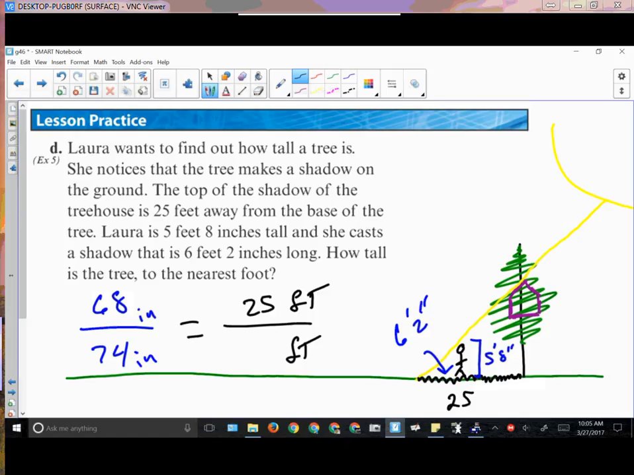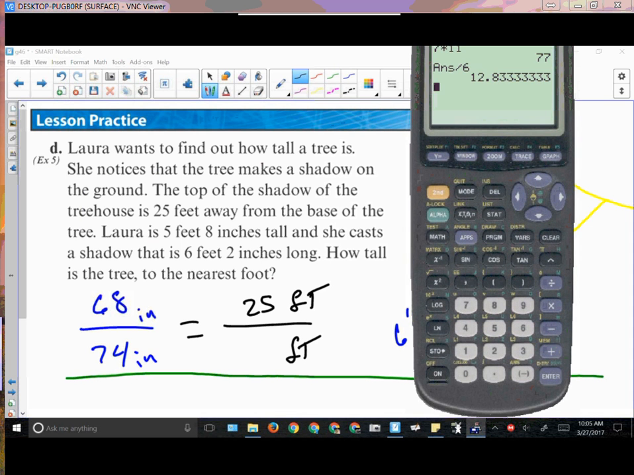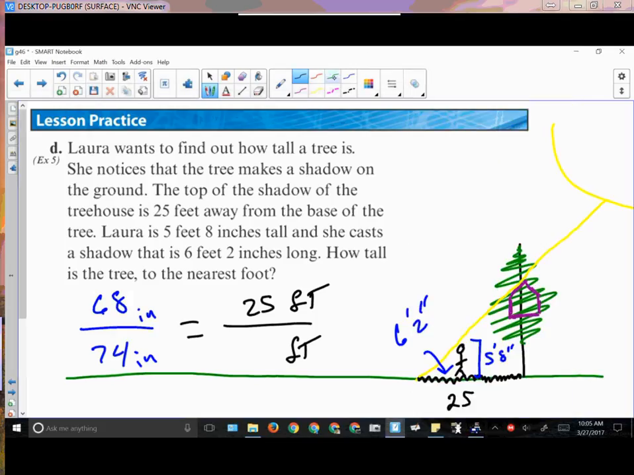And the answer is yes. So what's 25 times 74 divided by 68? And we work this out. So we get 25 times 74 divided by 68. And I end up with 27.2. Okay. So that means that this thing is going to be 27.2 feet. Okay.